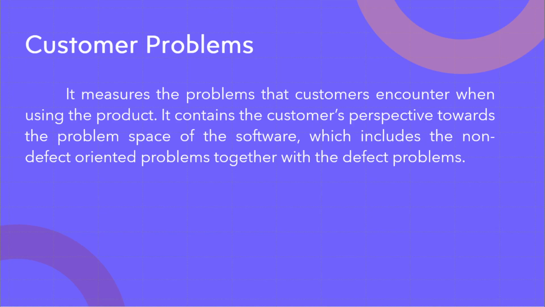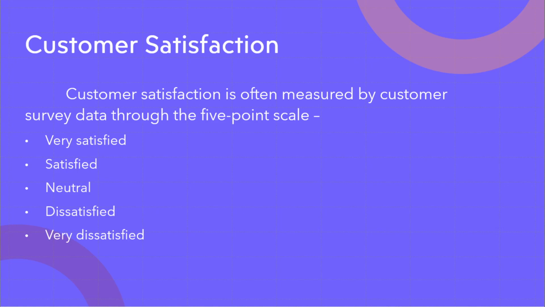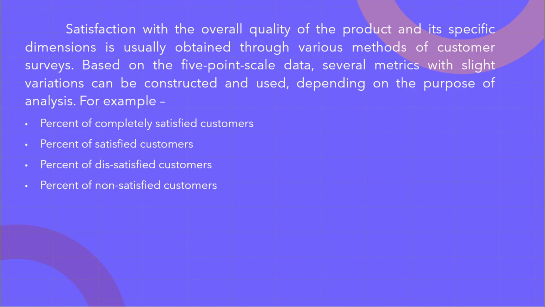Customer problems, this measures the problems that the customer encounters when using the product. It contains the customer's perspective towards the problem space of the software, which includes the non-defect oriented problems together with the defect problems. And lastly, customer satisfaction. Customer satisfaction is often measured by customer survey data through the 5-point scale that we usually know, which is very satisfied, satisfied, neutral, dissatisfied, and very dissatisfied.